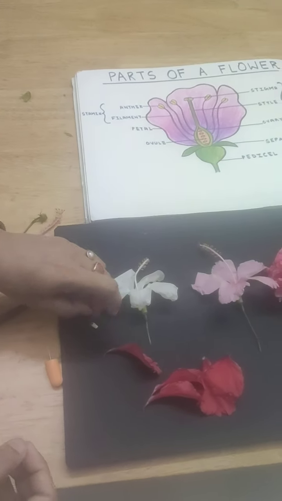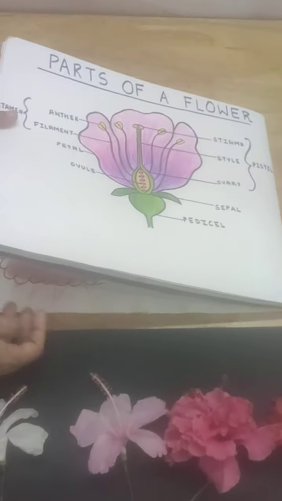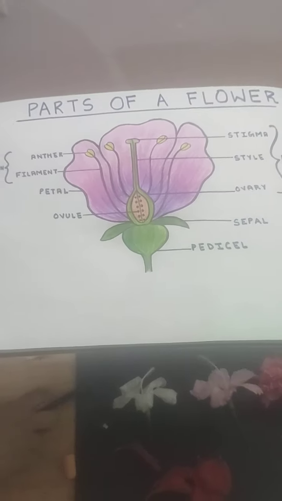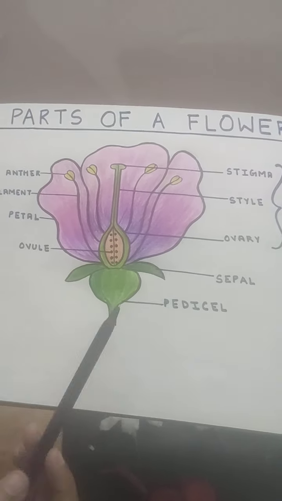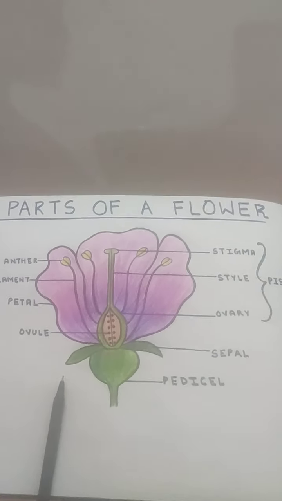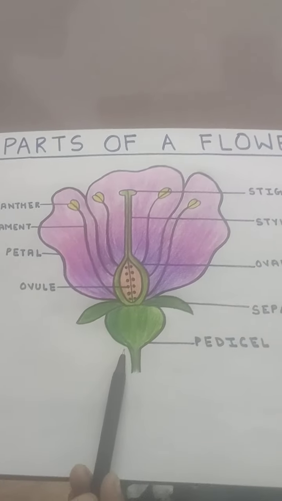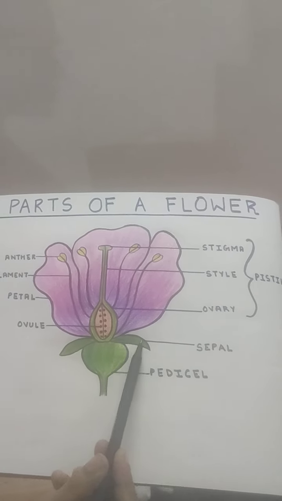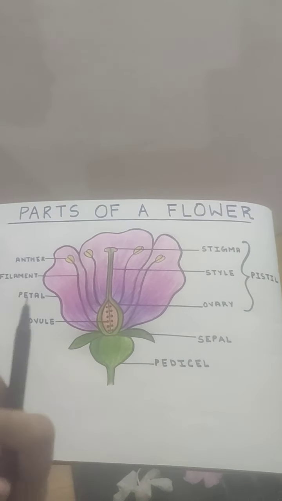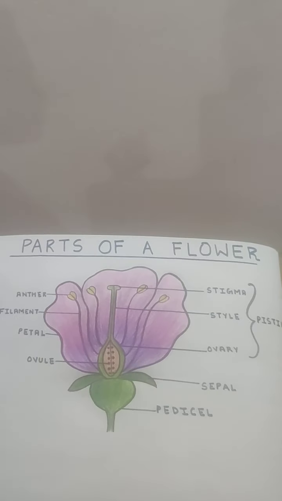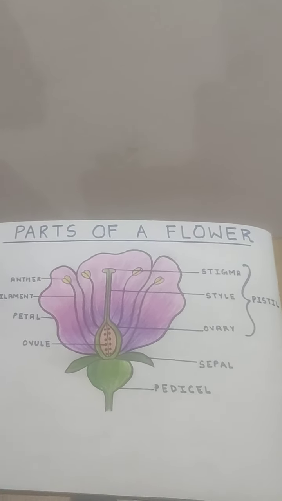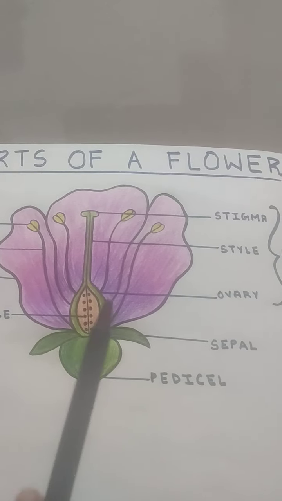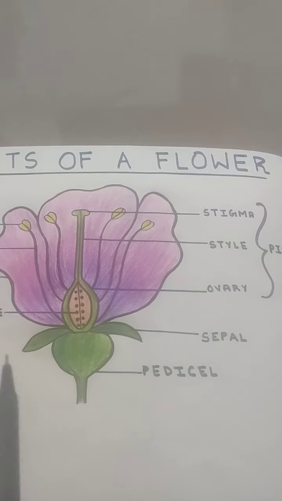Now a quick recap of the different parts of the flower that we have studied, and for that purpose I've drawn this diagram for all of you. This is the diagram of China rose or hibiscus. The swollen base is called the pedicel. The sepals are small green leaf-like structures forming a cup, and their main function is to protect the developing bud. Together all the sepals are called the calyx.